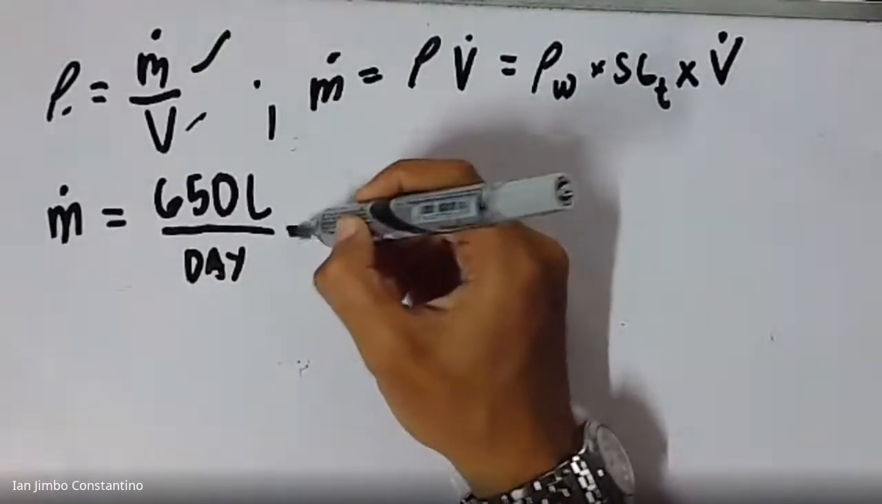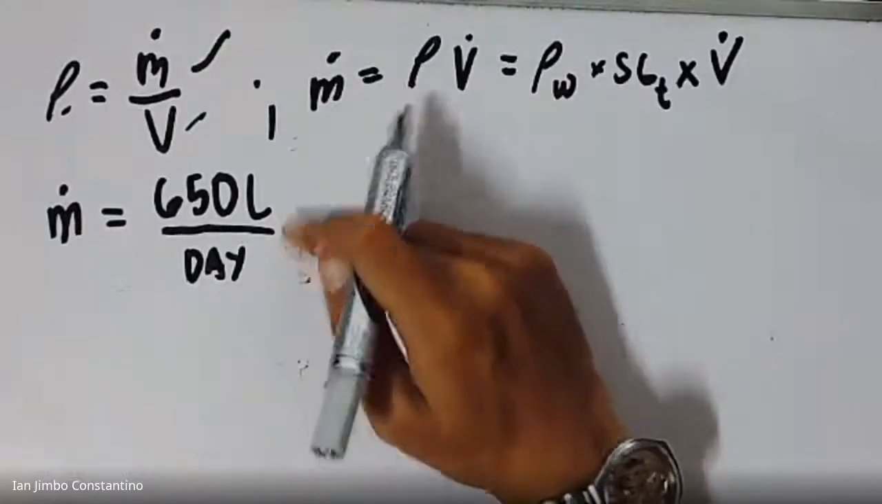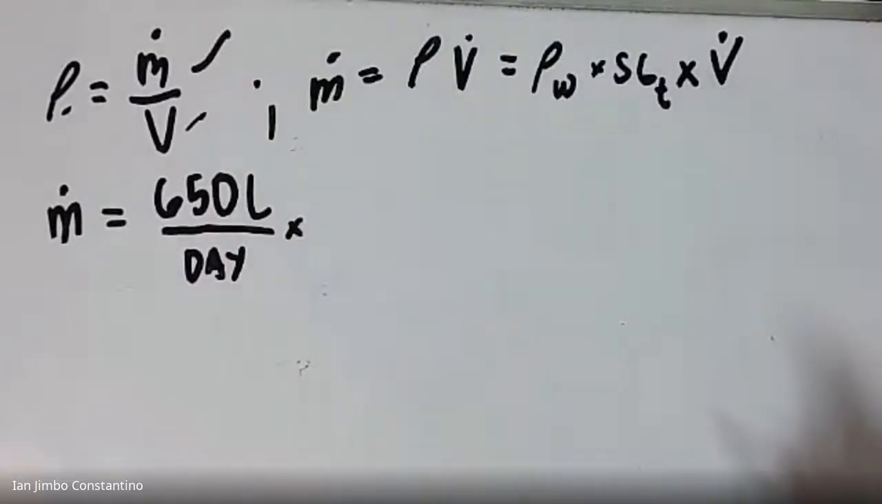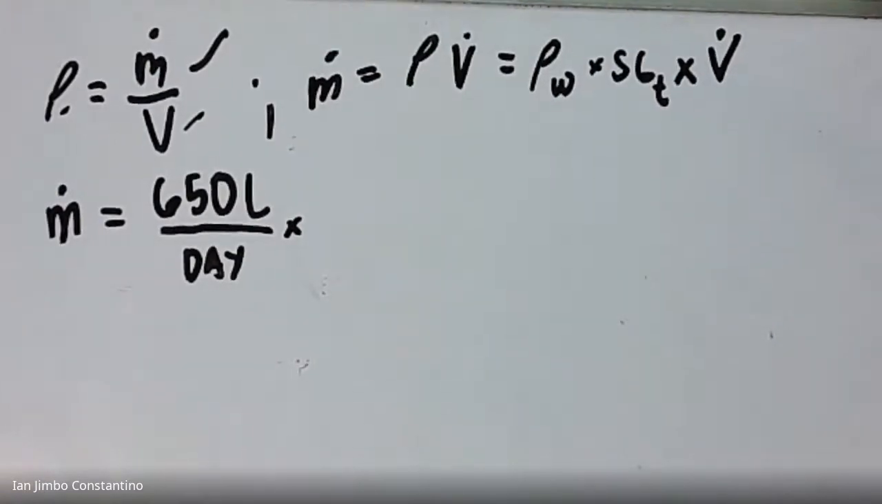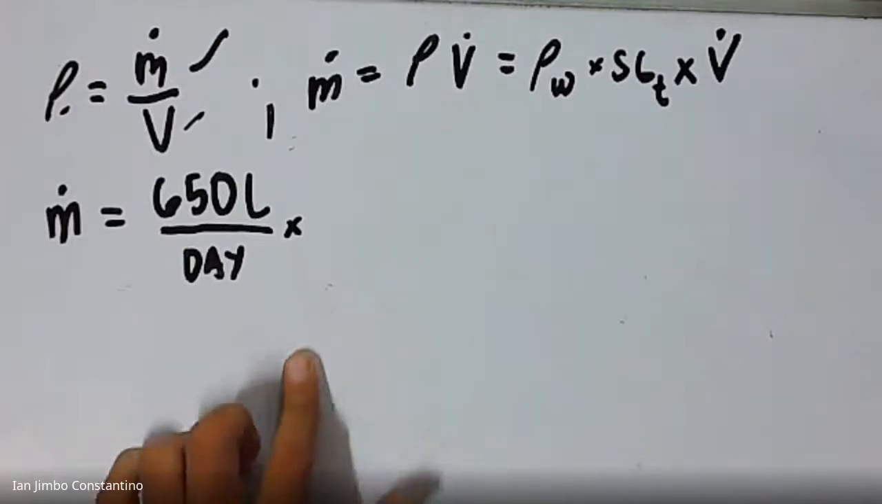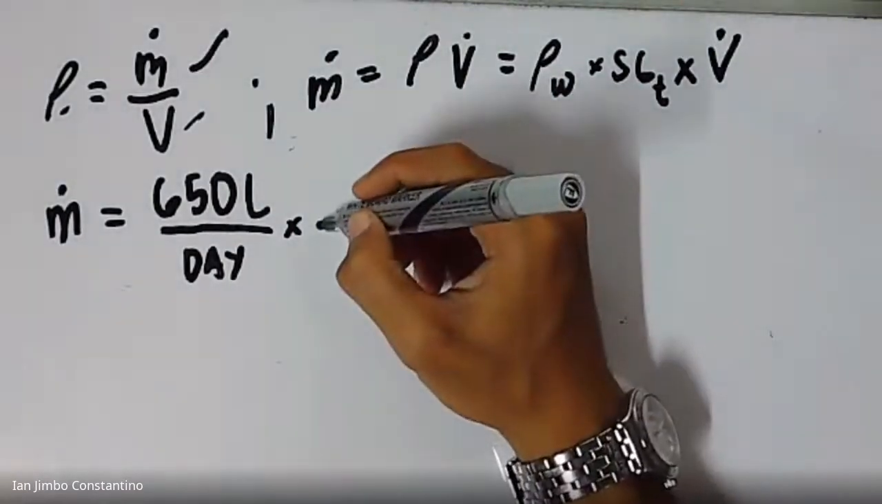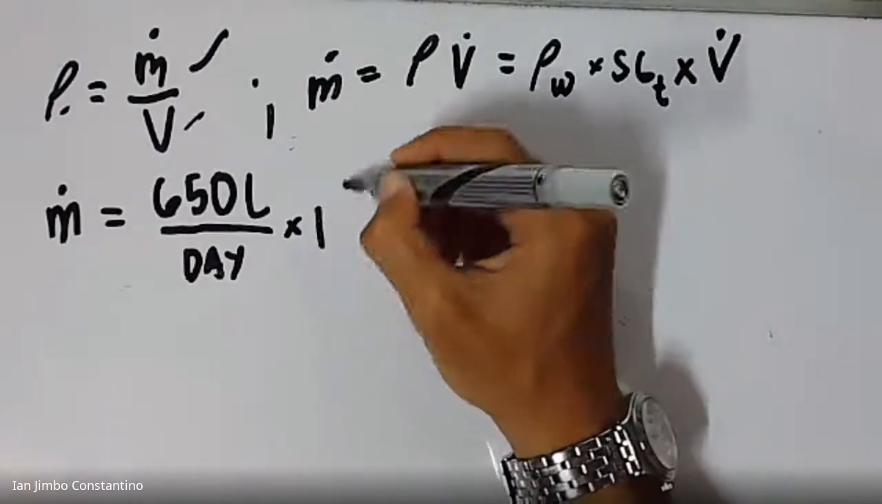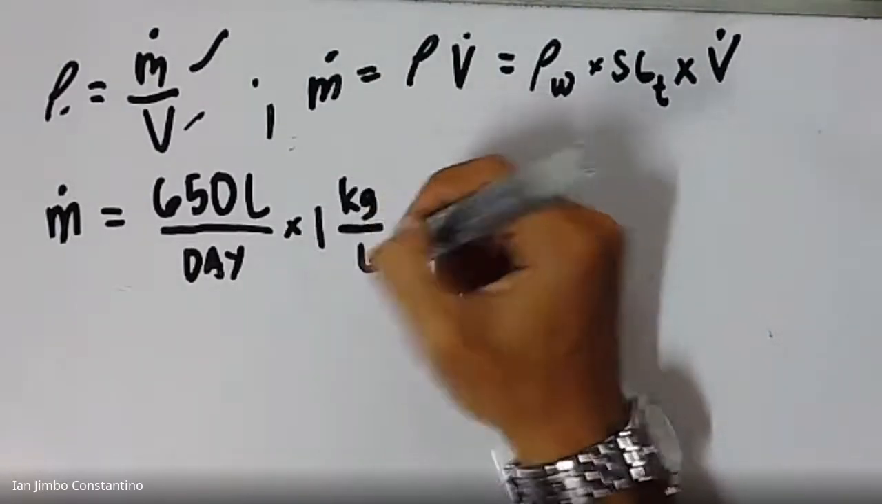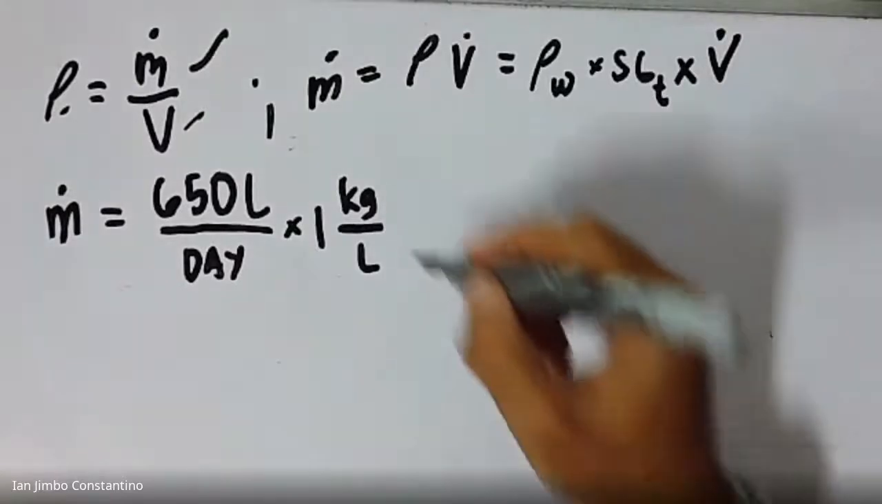Now, we can see that the density of water is 1,000 kilograms per cubic meter. But to simplify that, I will give you a shortcut. The shortcut will be 1 kilogram per liter. That is the standard density of water. In every 1 liter of water, there is 1 kilogram in mass. So, we'll use that. So, 1 kilogram per liter is the density of your water.